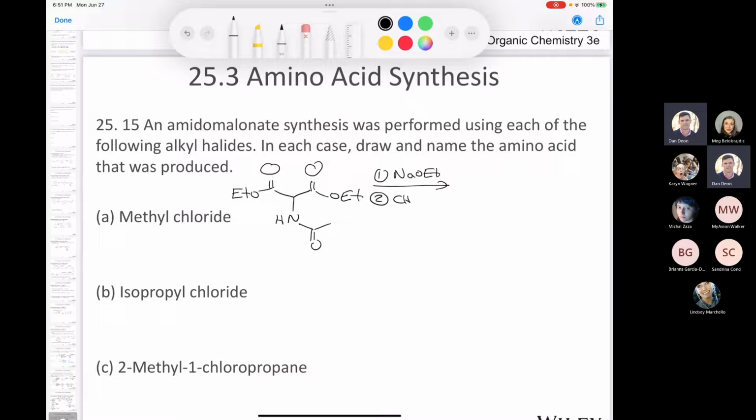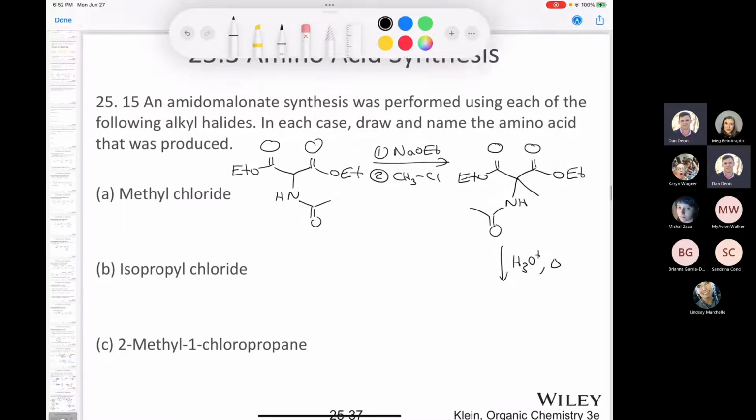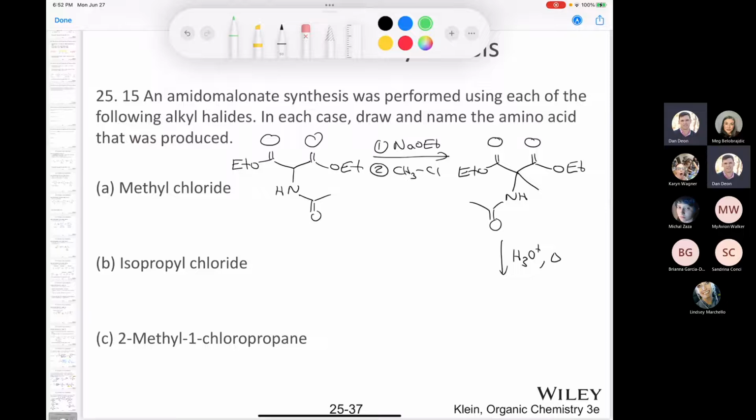So we have methyl chloride, and so we're going to add a methyl group. Let's throw that methyl group in there, like this. So we have our methyl group, and then we have our amide here, and then we blow the whole thing apart with aqueous acid. We just heat that in acid, and that will do its thing. And everything that's going to be part of our amino acid will be all of this part right here.